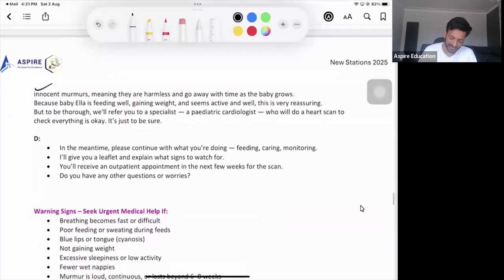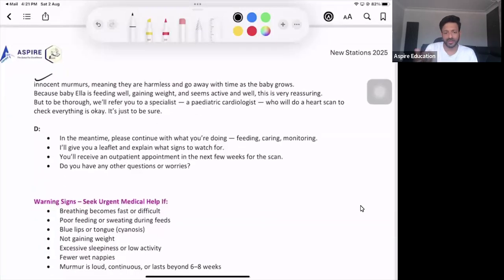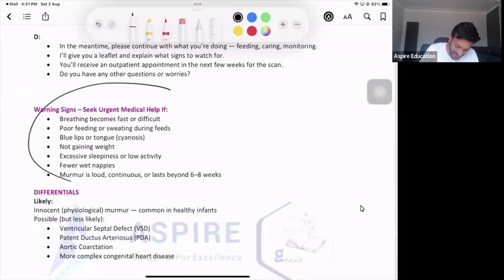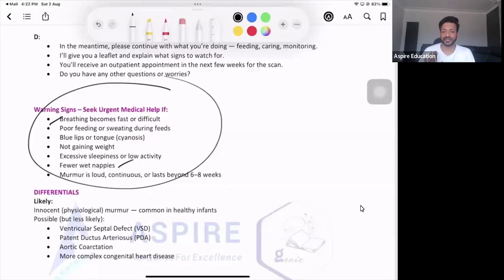So these are the things that you can mention. And meanwhile, just look after your child. But if you see any of the warning signs, for example, the breathing is not okay, poor feeding, cyanosis, not gaining weight, failure to thrive, fewer wet nappies, or the murmur is loud, then you just bring the child to A&E or dial 999. So that is something that you can mention.